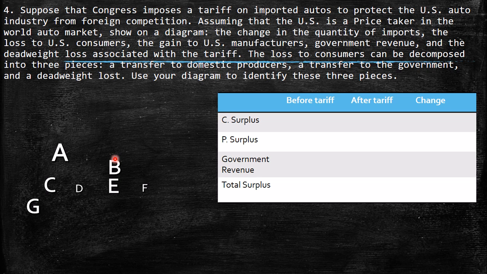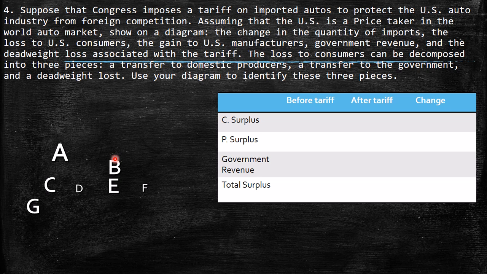So here is a tariff. Remember, when there is a tariff, it's basically a tax on imports. So it's a way to protect the industry, because when there is a lower price in the market, the producers are affected. They are worse off. So when you fix a tariff, in some way you're trying to protect the producers.